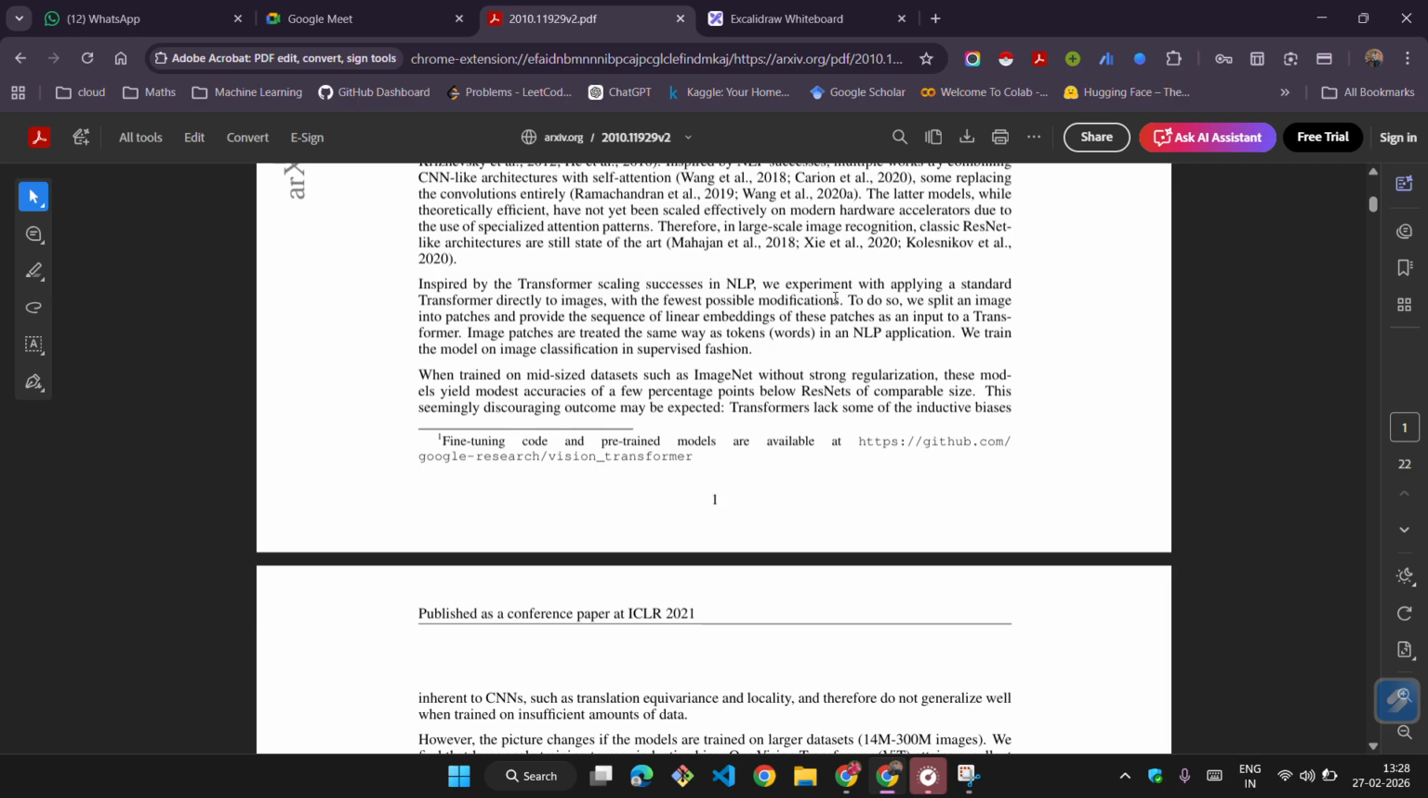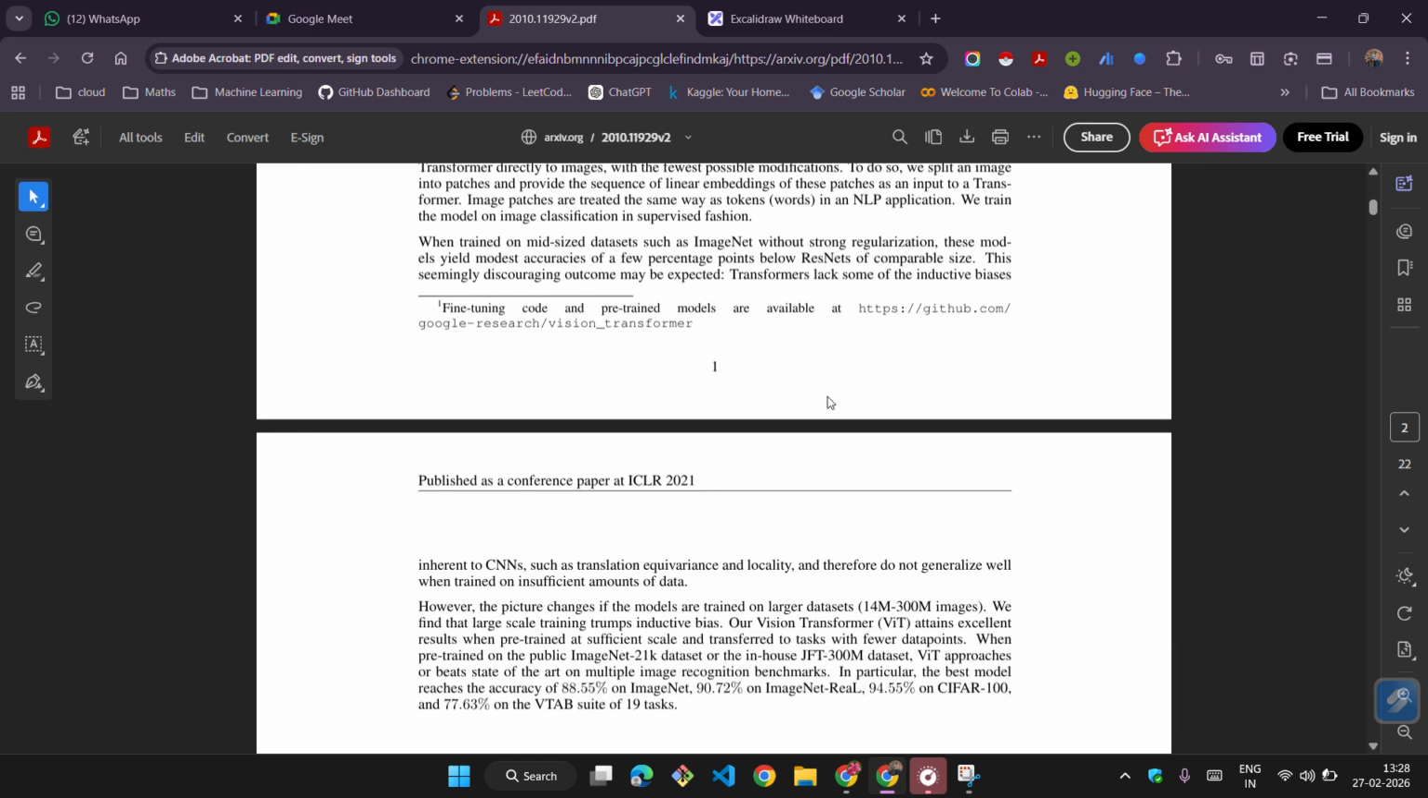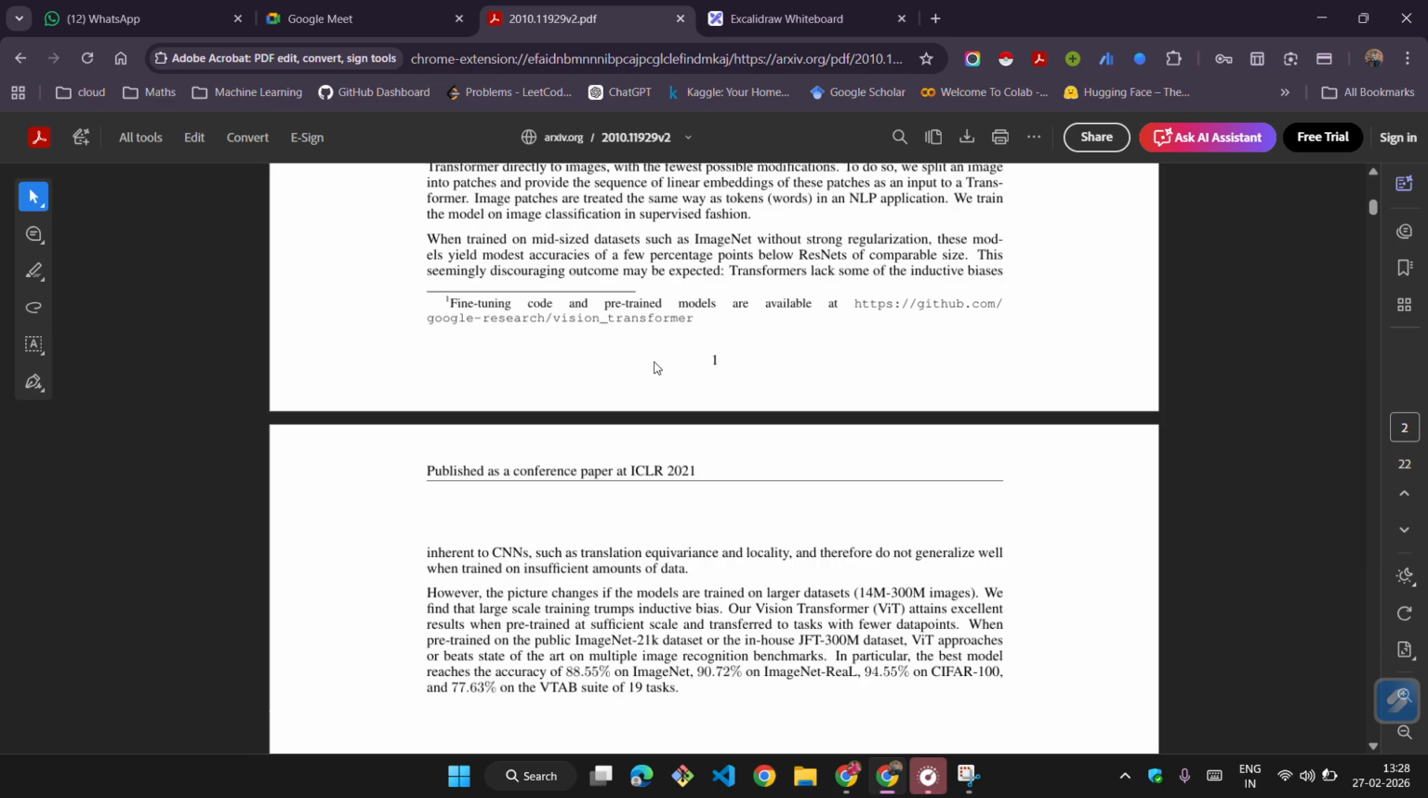Inspired by the transformer scaling success in NLP, we experiment with applying a standard transformer directly to images with the fewest possible modifications. To do so, we split the image into patches and provide the sequence of linear embeddings of these patches as the input to the transformer model. Image patches are treated in the same way as tokens in NLP applications. We train the model on image classification in a supervised fashion.